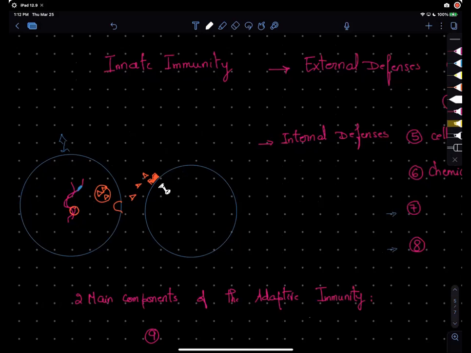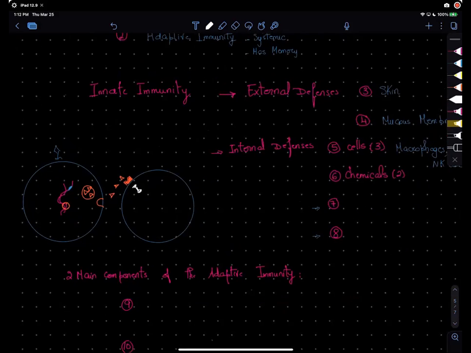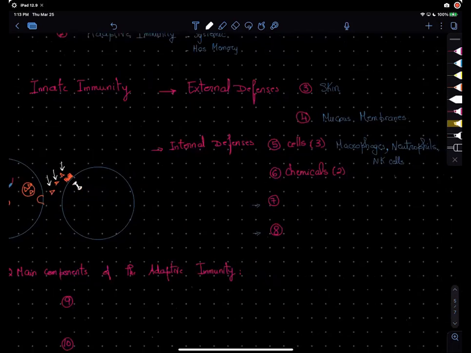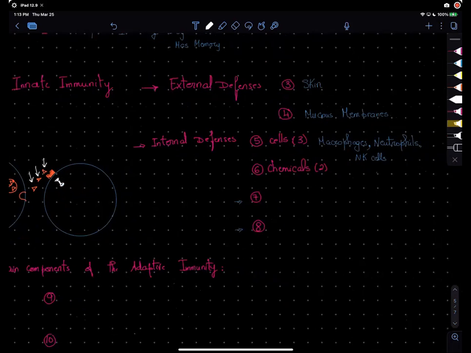Do you remember what we call those chemicals that will interfere with the viral replication? What do we call those chemicals that will interfere? Those are my interferons.